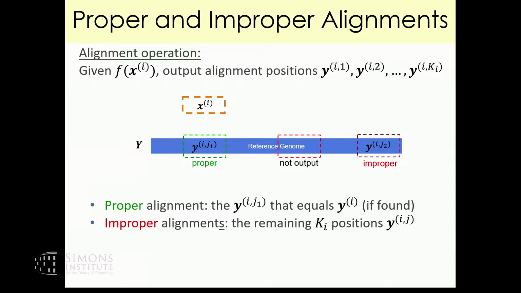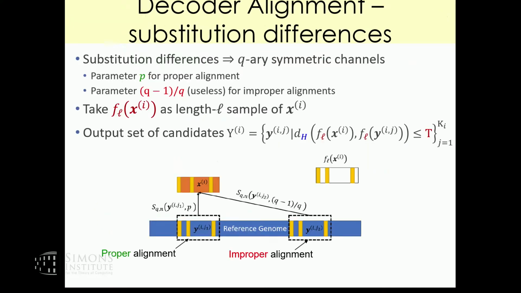We also have the term proper. We call this special yi the proper alignment, and we hope to find it with high probability. And all the rest, for example, this is also part of the alignment, the output of the aligner, and this is improper because it's not really useful. It's basically a false alignment that we want to minimize its occurrence.